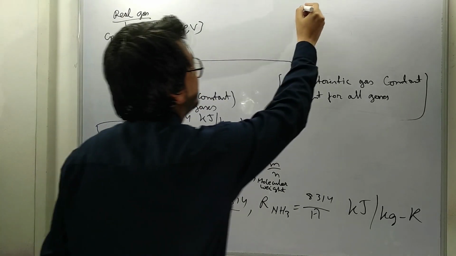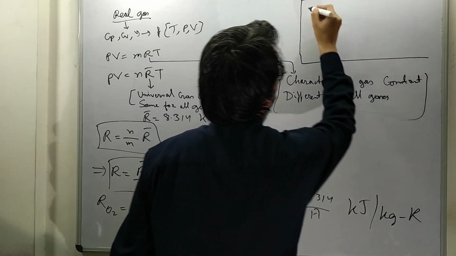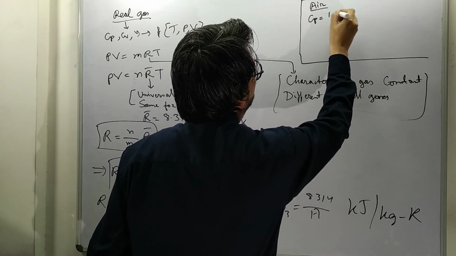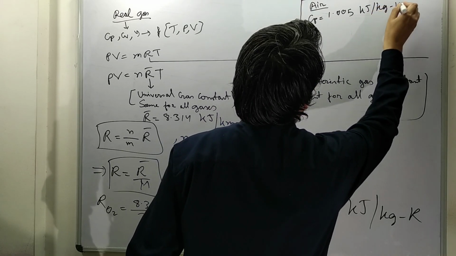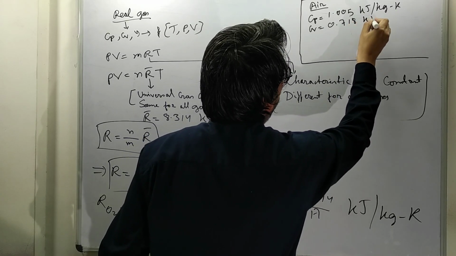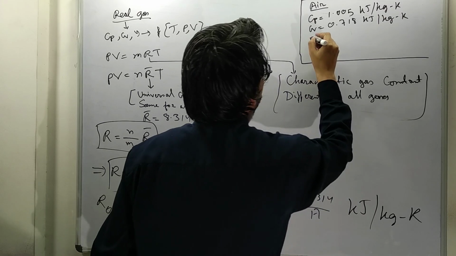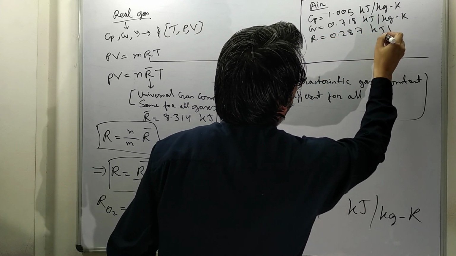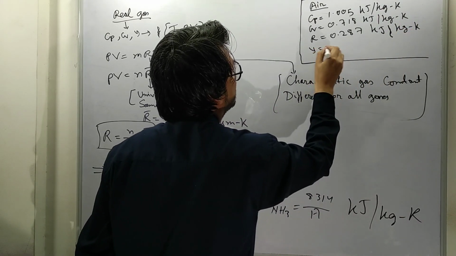Now for air, we have Cp equals 1.005 kilojoule per kg Kelvin, Cv equals 0.718 kilojoule per kg Kelvin, R is equal to 0.287 kilojoule per kg Kelvin, and gamma equals 1.4.